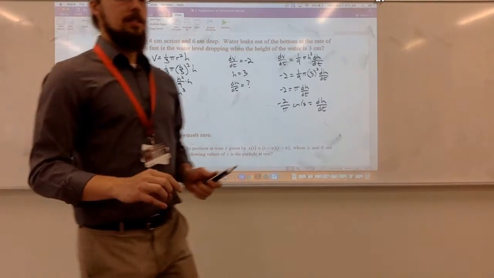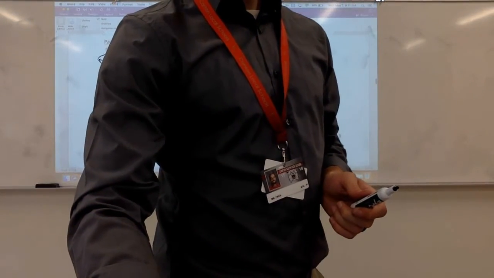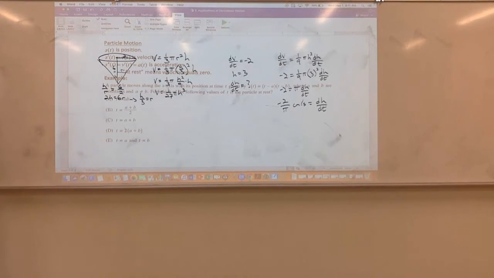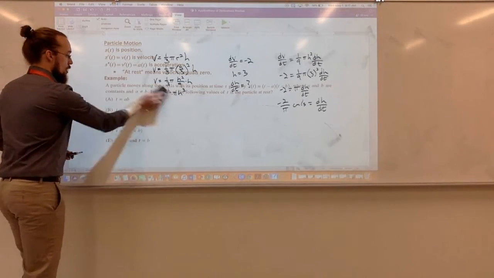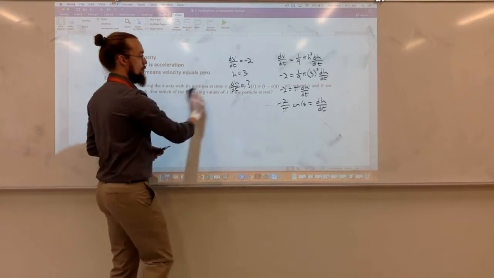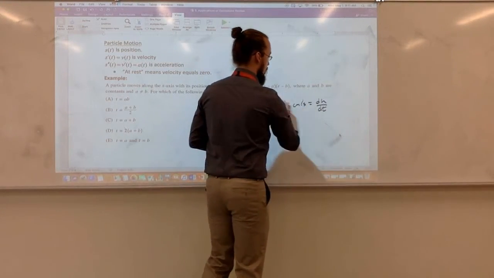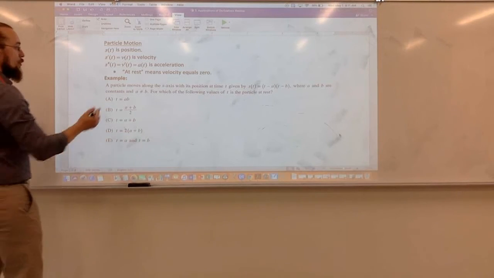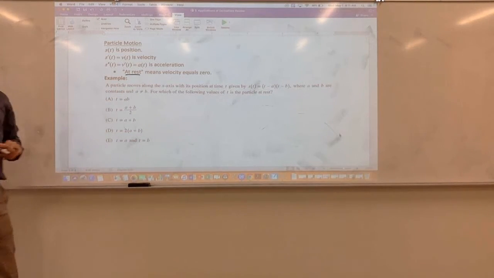All right? Final idea on this sheet is just a little bit about particle motion. We'll do a lot more with particle motion when we look at the integral stuff. But just with the derivative stuff, we talked about the basic idea that we've got a position function, its derivative is velocity, and then the derivative of velocity is acceleration. And one of the big things that we looked at was that at rest means that velocity is equal to 0. It means the particle isn't moving, therefore the velocity is 0.